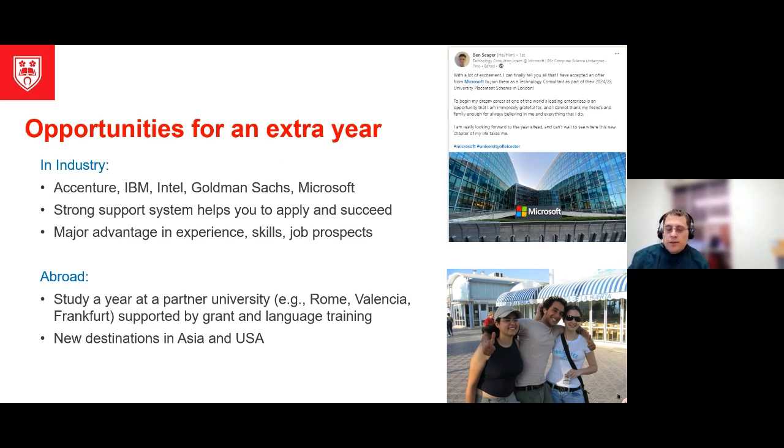For the year in industry, you can basically go anywhere in the world. It's subject to approval of the company by our placement tutor, but it's basically worldwide. Whereas if you go for a year abroad, then we have partner universities in Rome, Valencia, and Frankfurt. And we can support you with grants and language learning if you want to go there. And new destinations in Asia and the US are constantly being added.